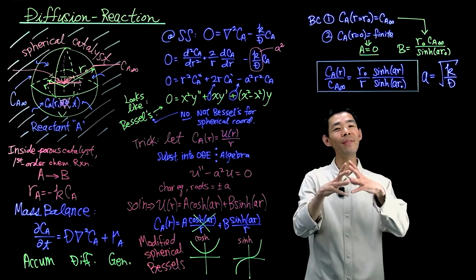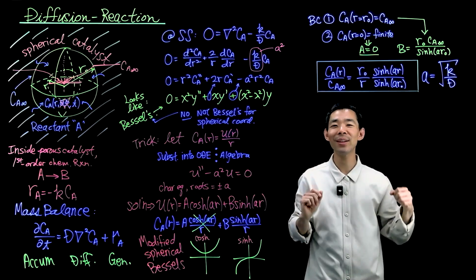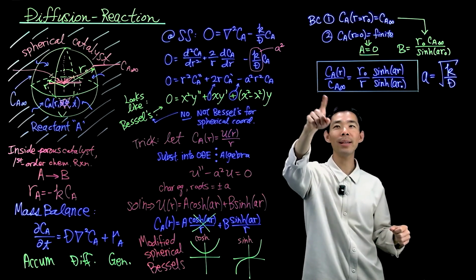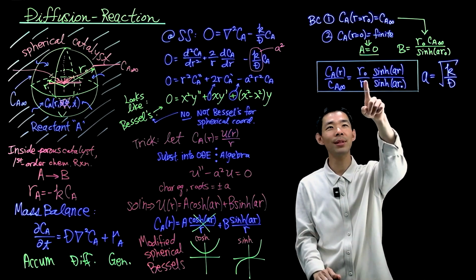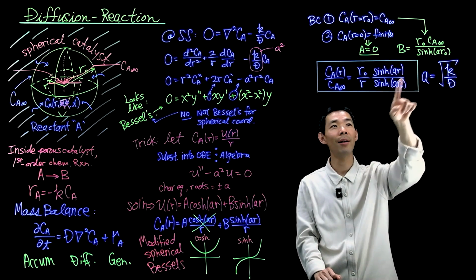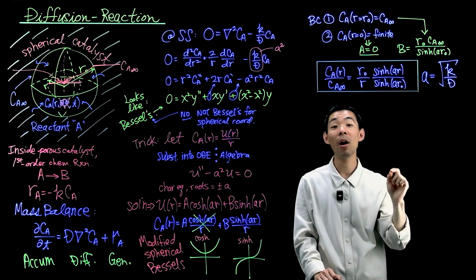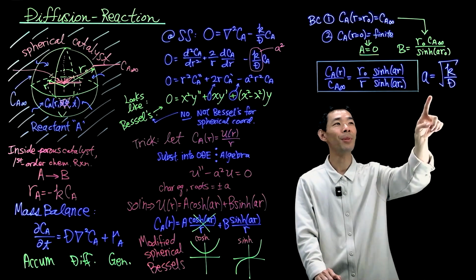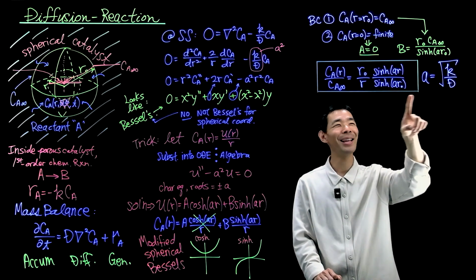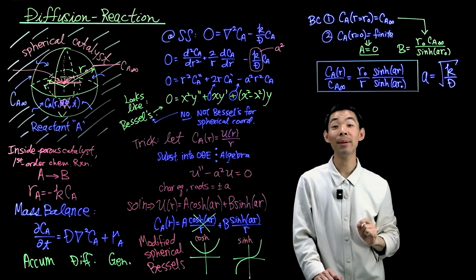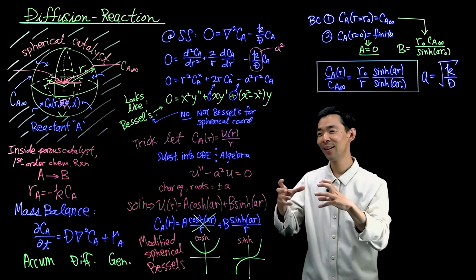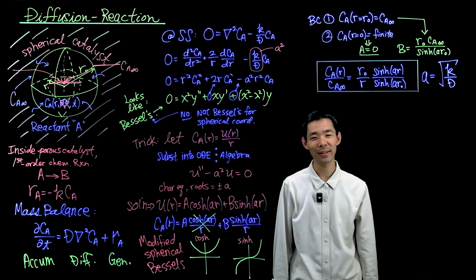Ca, which only varies with the radial distance outside your catalyst pellet, normalized by the surface concentration, is equal to r0 divided by r, sinh ar divided by sinh a r0. And remember that this parameter a is equal to the square root of the reaction rate constant k divided by the diffusion coefficient of your reactant inside your pellet.